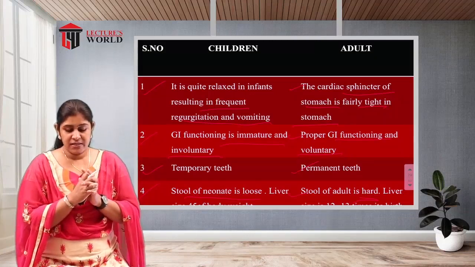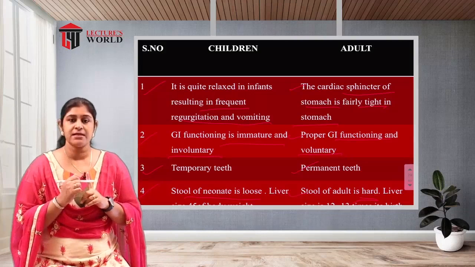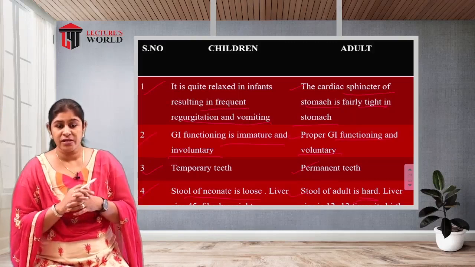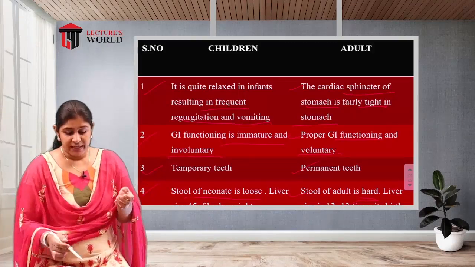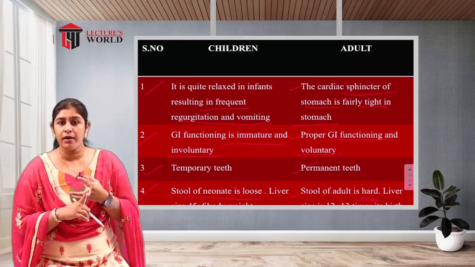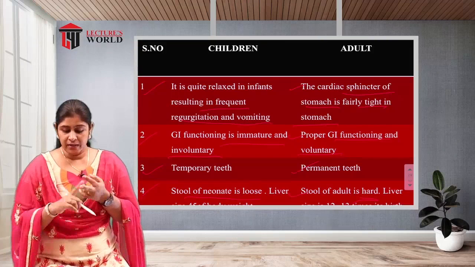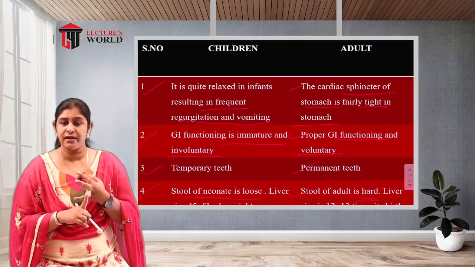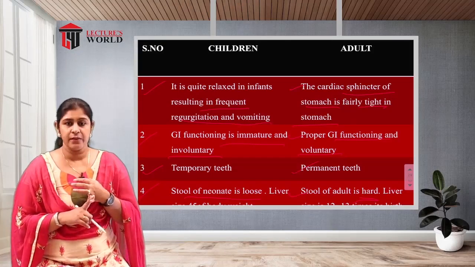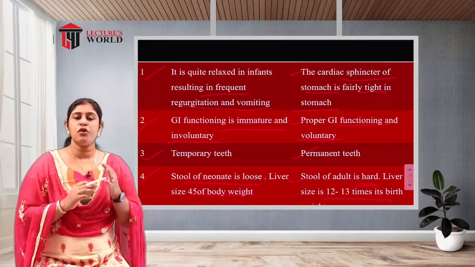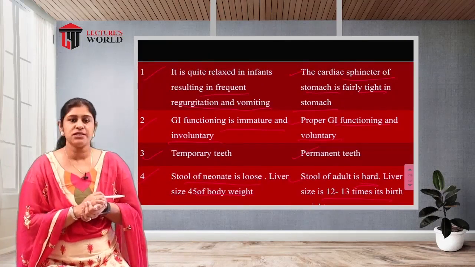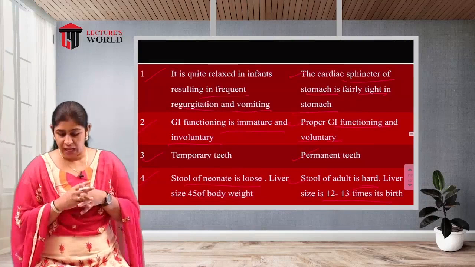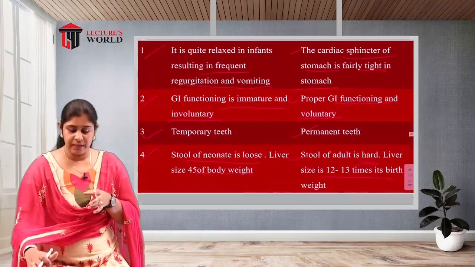So first, it is quite relaxed in infants, resulting in frequent regurgitations and vomiting, whereas in adults the cardiac sphincter of the stomach is fairly tight. Next, GI functioning is immature and involuntary, whereas adults have proper and voluntary GI functioning. Third, children have temporary teeth, whereas adults have permanent teeth. Fourth, the stool of a neonate is loose and the liver size is 45 grams of body weight, whereas in adults the stool is very hard and the liver size is 12 to 13 times its birth weight.